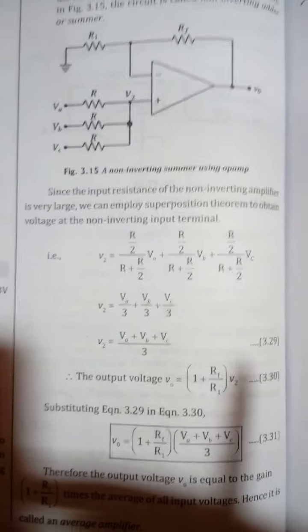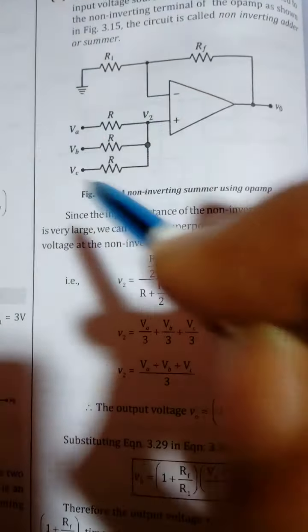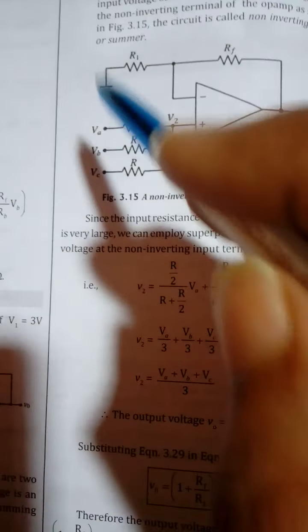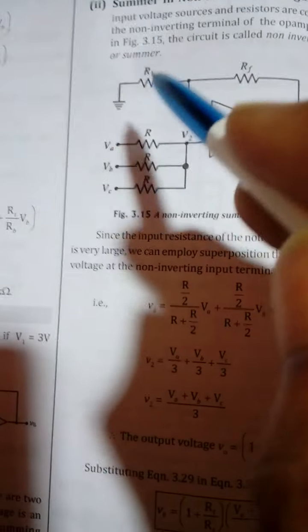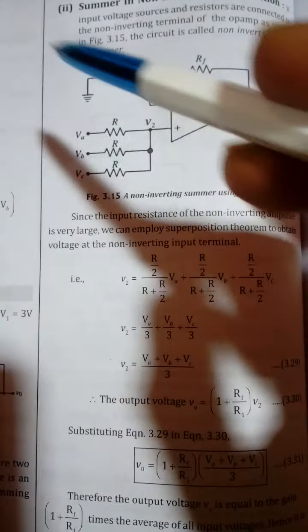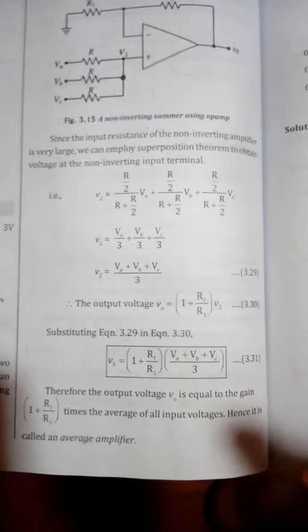Now we will see how this summer works in non-inverting configuration. In the earlier circuit, the input voltages were applied to the inverting terminal. Here, the slight change is that you are giving the input voltages to the non-inverting terminal, and the inverting terminal remains with the feedback, and this resistance is connected to the ground at this side. The only change you make is, instead of giving the voltages to be added at the inverting terminal, you are giving them at the non-inverting terminal. So let us see what changes you can see here.